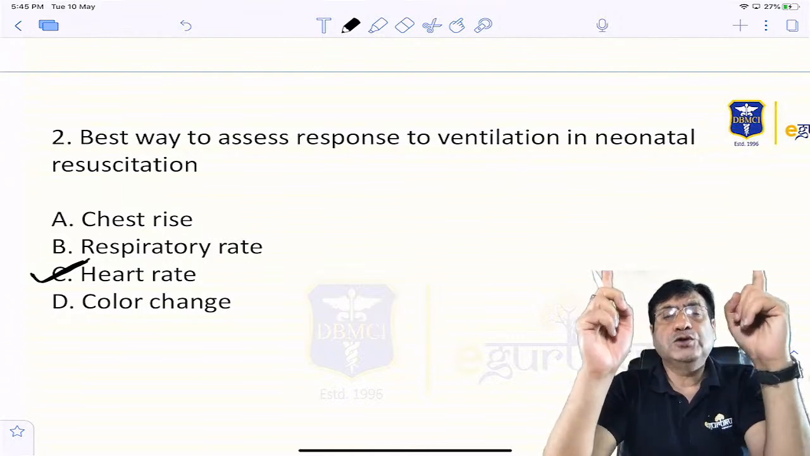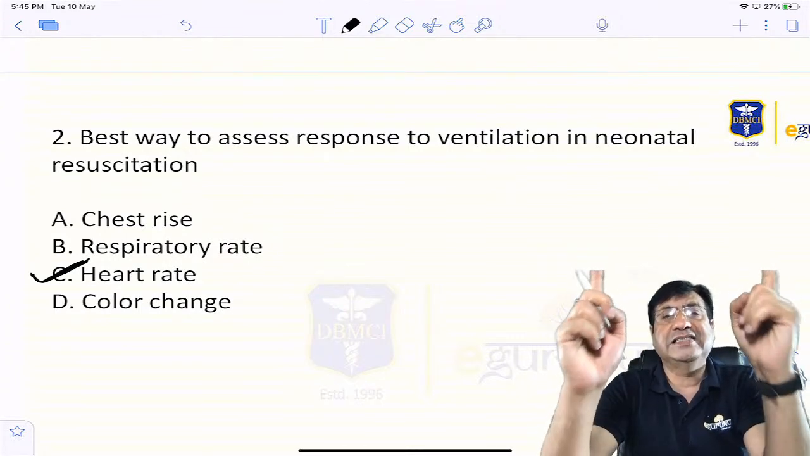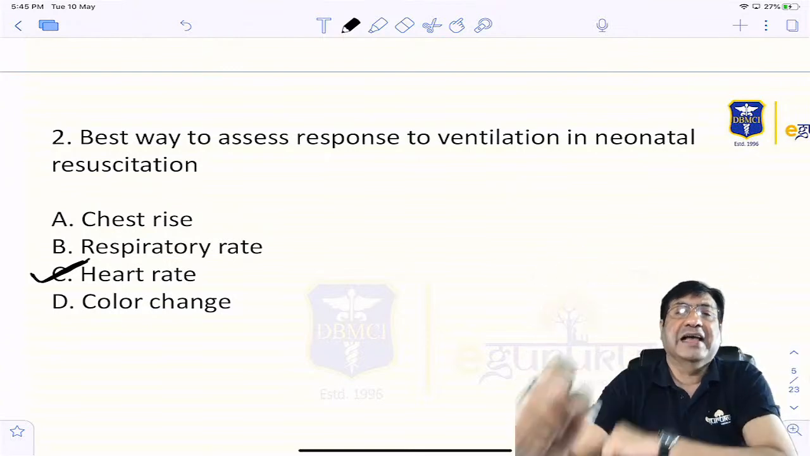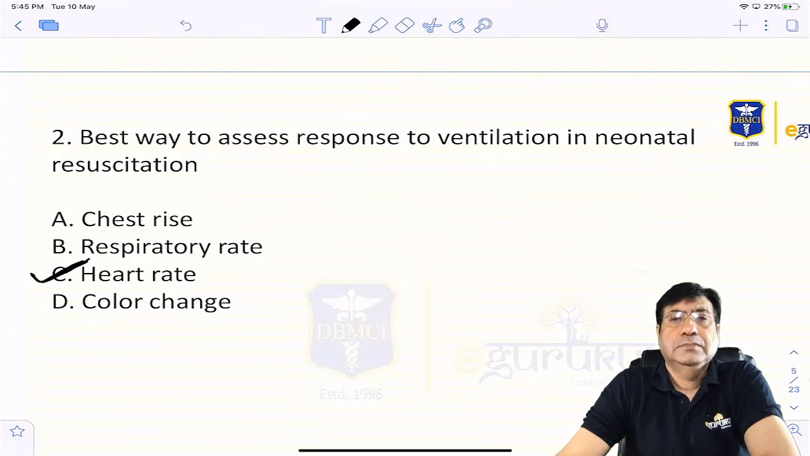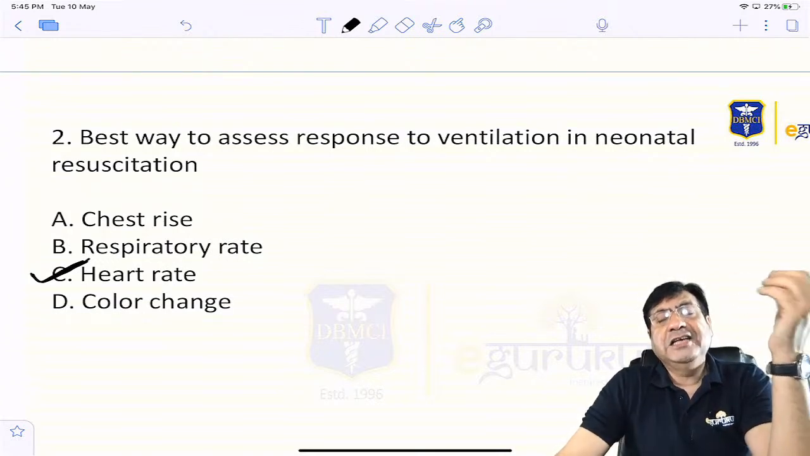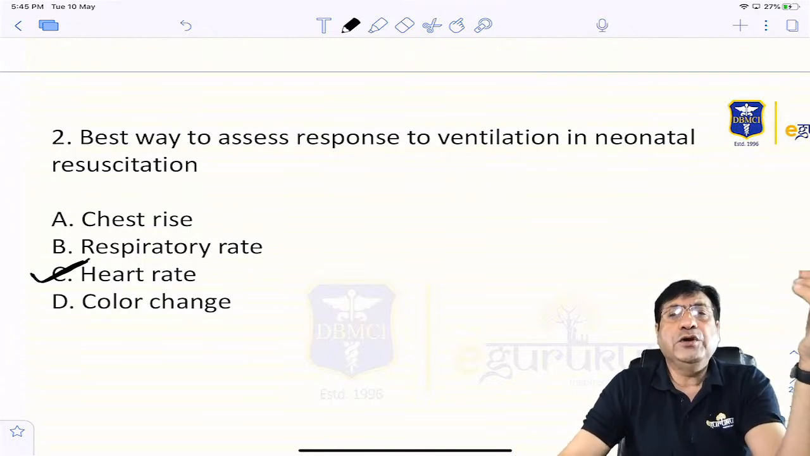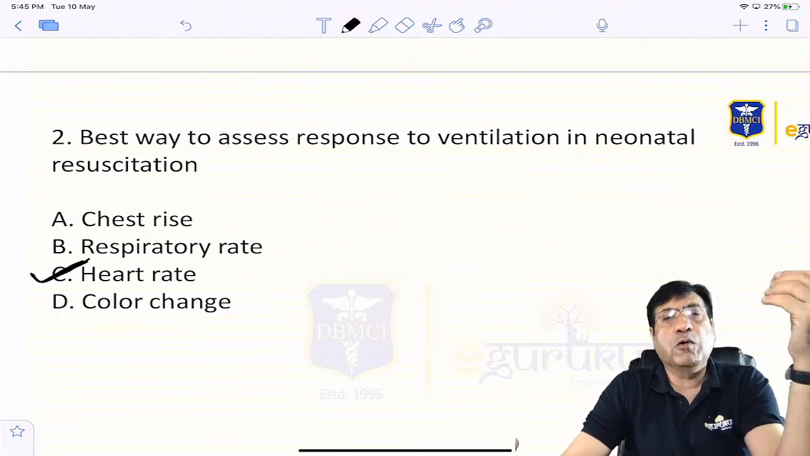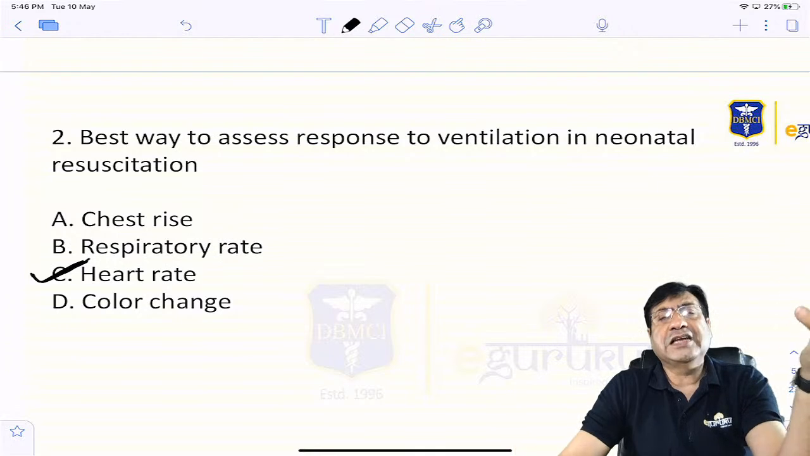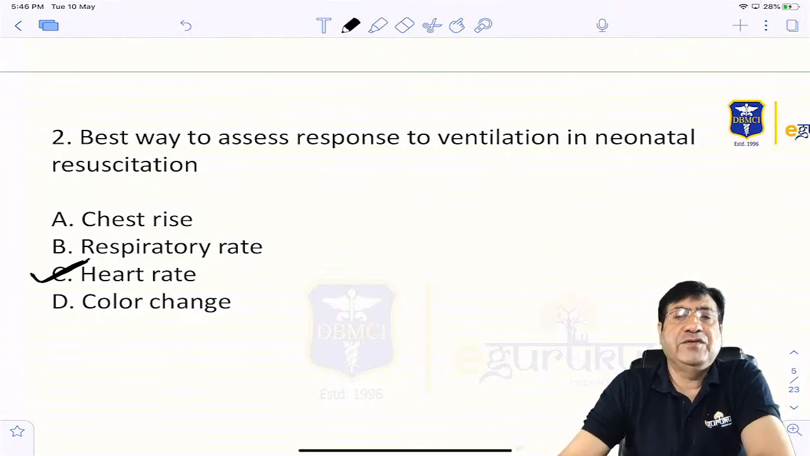So what is important is to always evaluate the neonatal resuscitation steps using heart rate as the primary parameter. And although 3-lead ECG is primarily recommended in most neonatal resuscitation guidelines, because of logistic issues, that way of heart rate evaluation is very difficult in Indian setups. So even using a stethoscope, heart rate evaluation should be a good enough method to evaluate whether the child is responding to each successive neonatal resuscitation step or not. So what is the best way to assess the response to ventilation in neonatal resuscitation? It is heart rate.